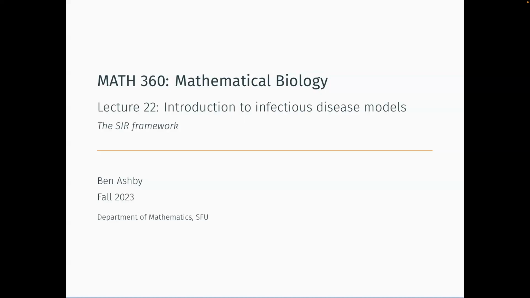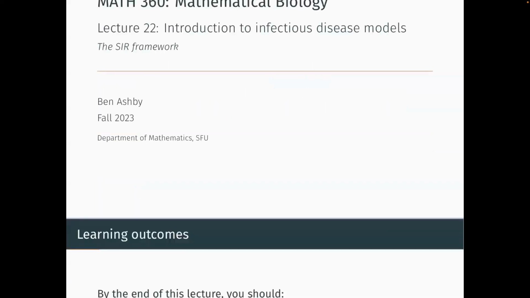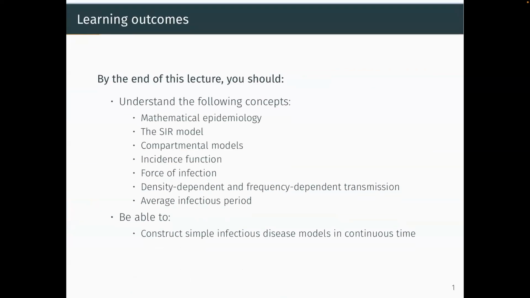I'm going to be teaching you about some different types of models, but mainly based around this idea of compartmental models, where we're breaking down a population into different classes that represent disease status. We're going to start off with something called the SIR model, and then we'll look at some variations on this in the next couple of lectures.